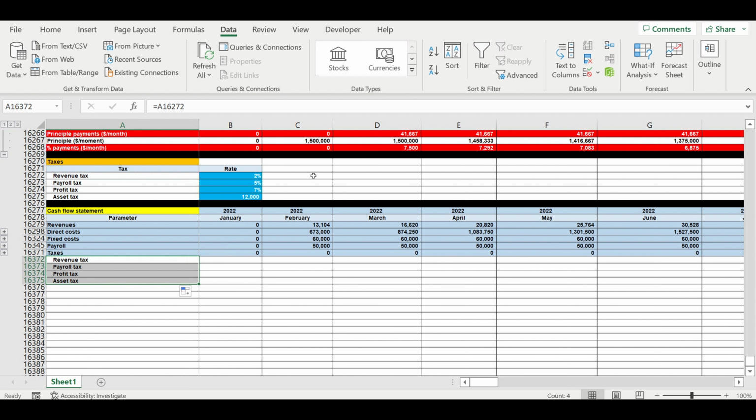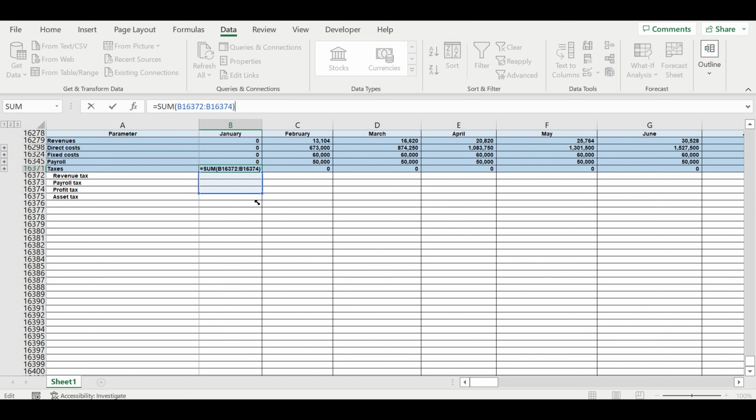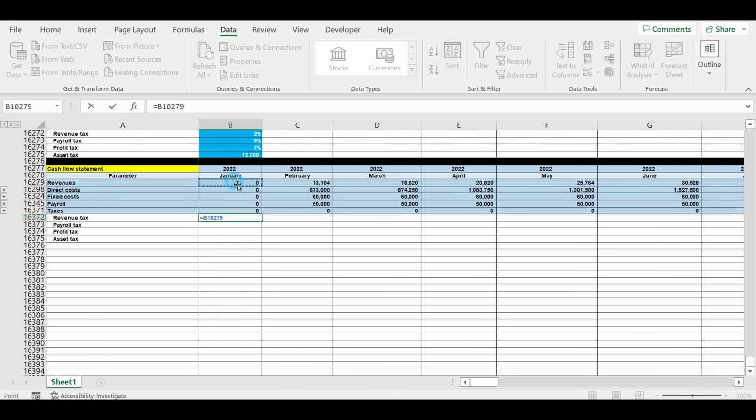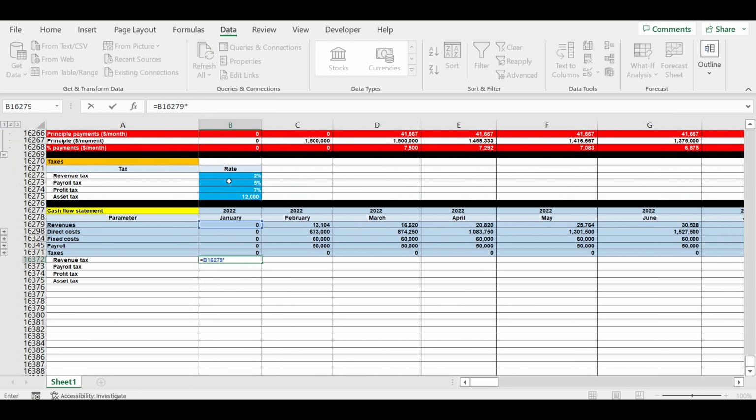Then we are adjusting the formula. We don't need all these lines for totaling, we just need 4 of them. So revenue tax will be revenues multiplied by the revenue tax rate, and we are locking this value. Then payroll: we take payroll multiplied by the tax rate, freezing the rate.